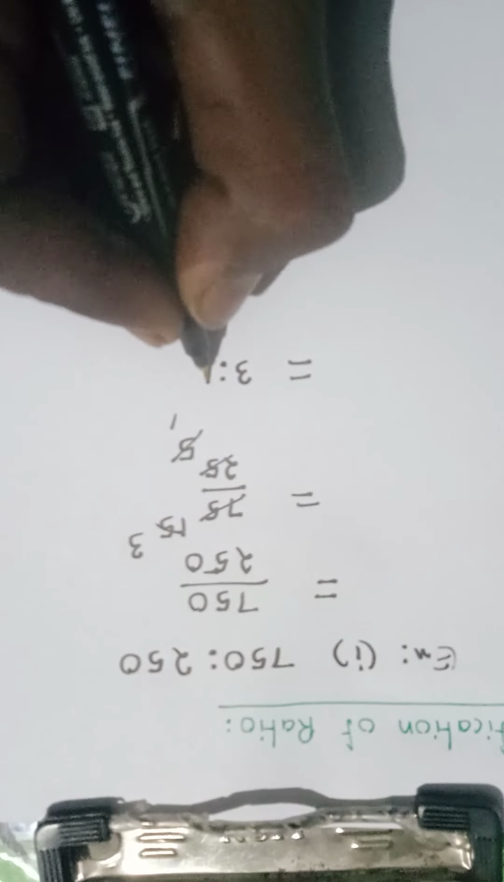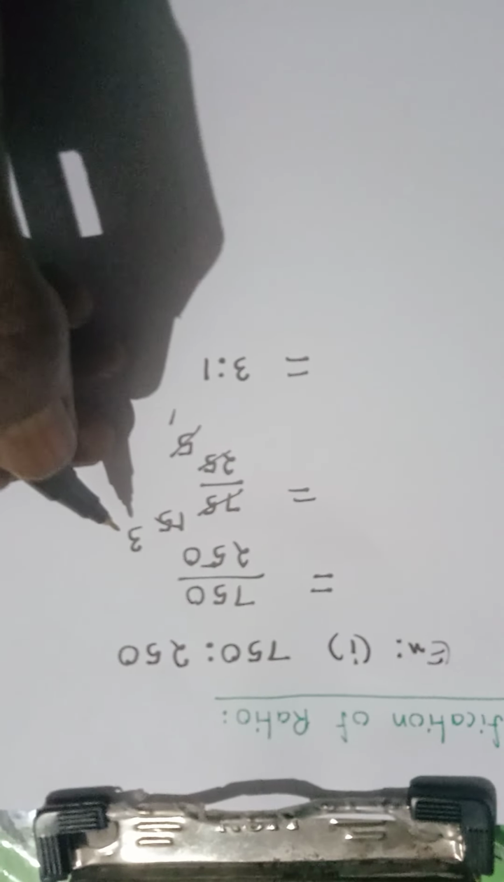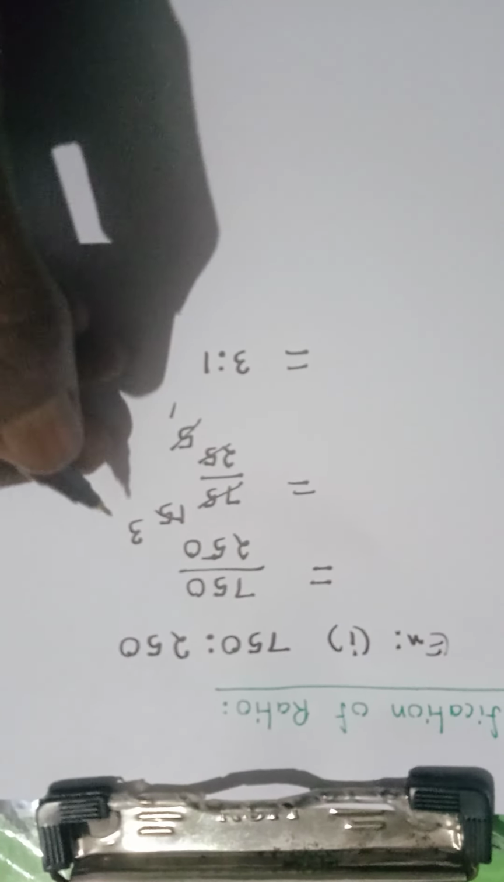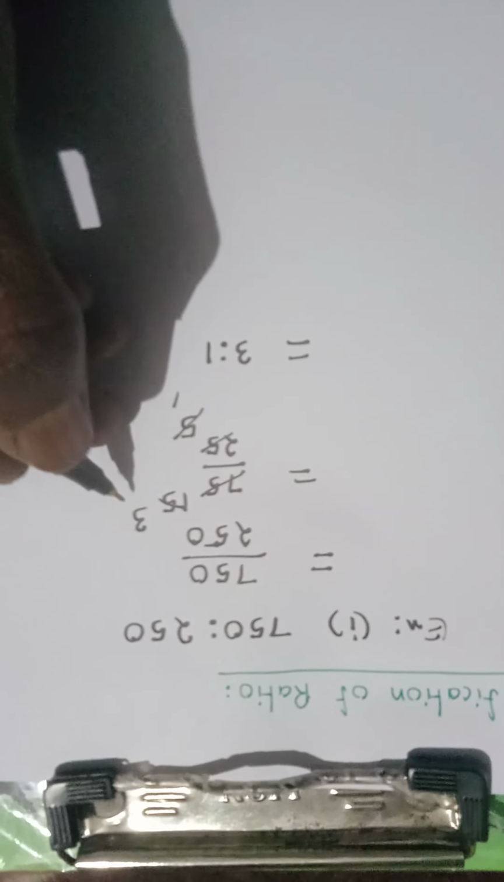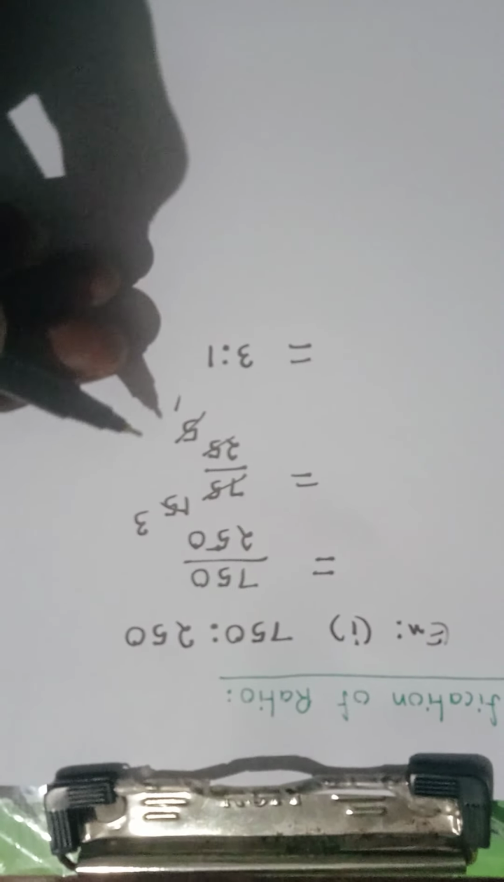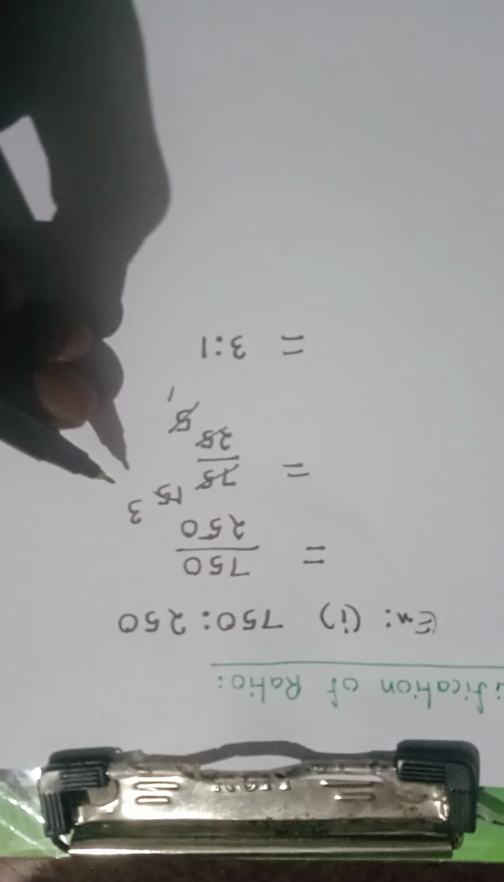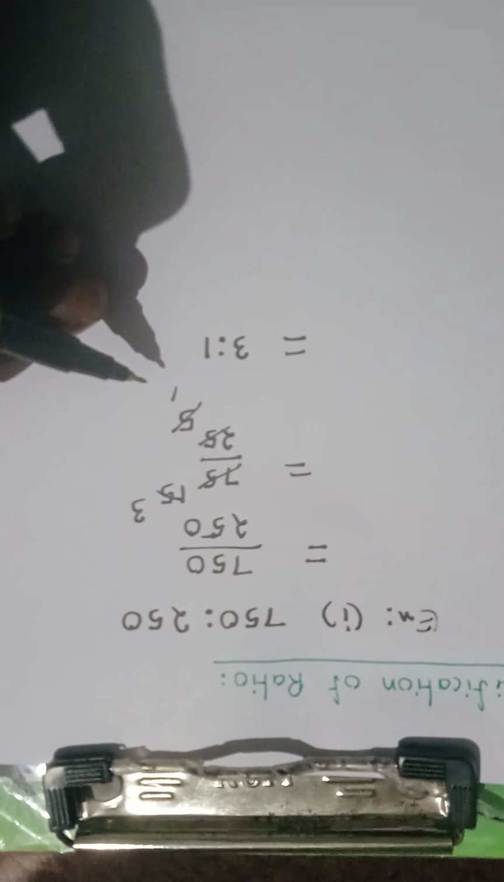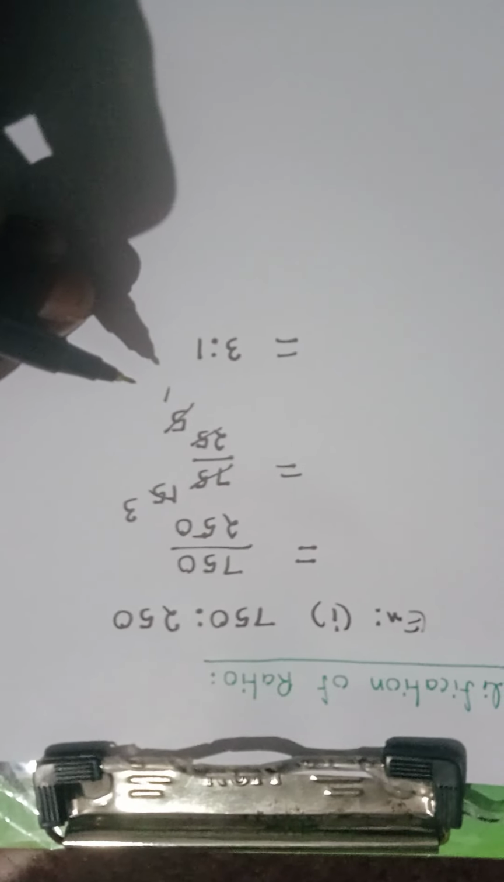Once you consider both terms 3 and 1, we have no common factor for the numbers 3 and 1 except 1. If we have only 1 as the common factor, then this is said to be in simplified form.